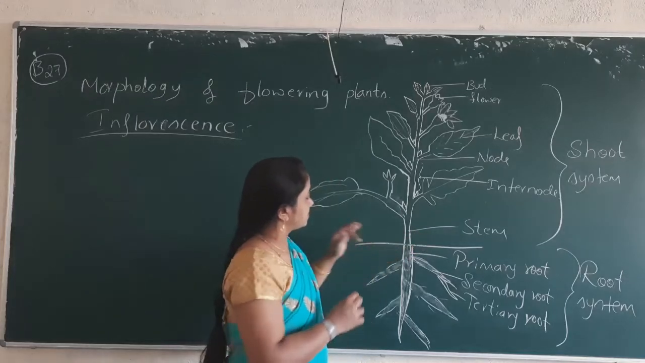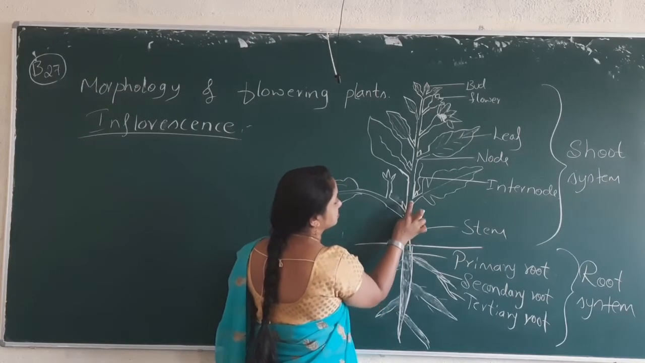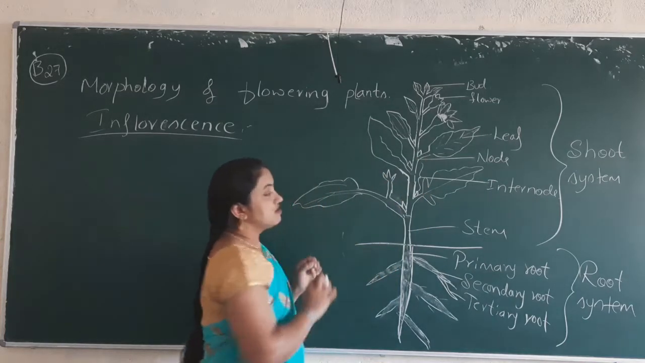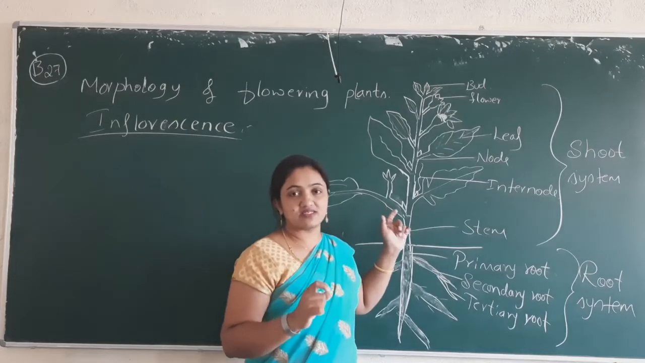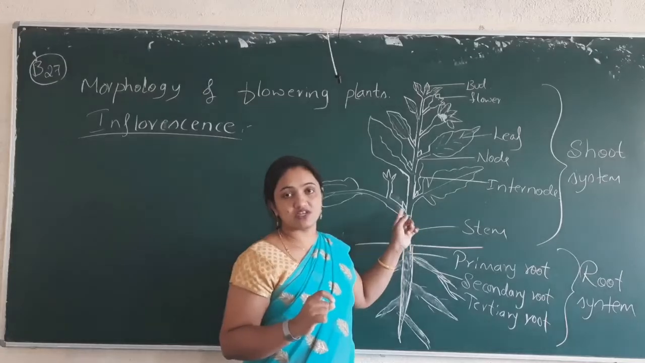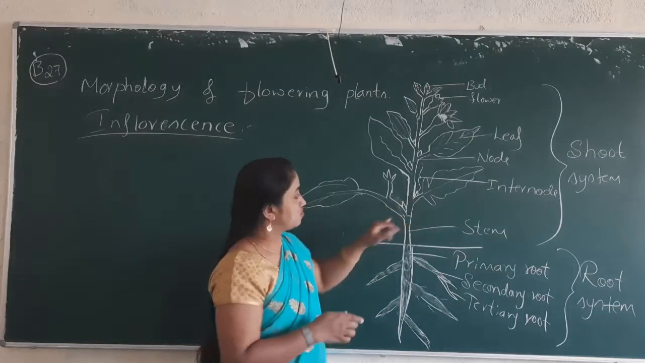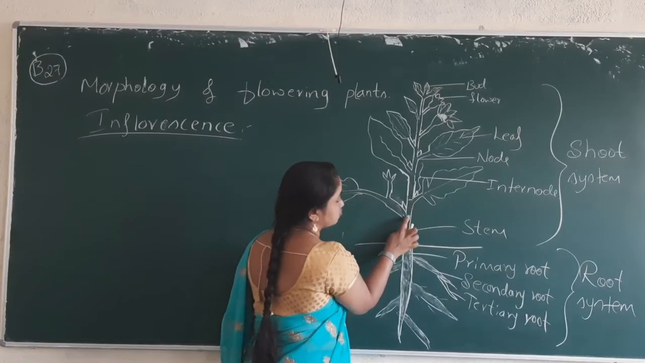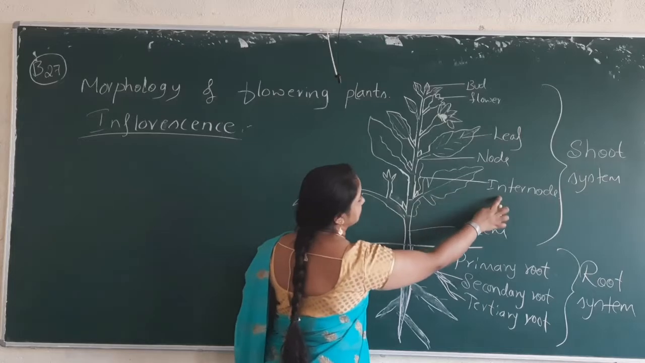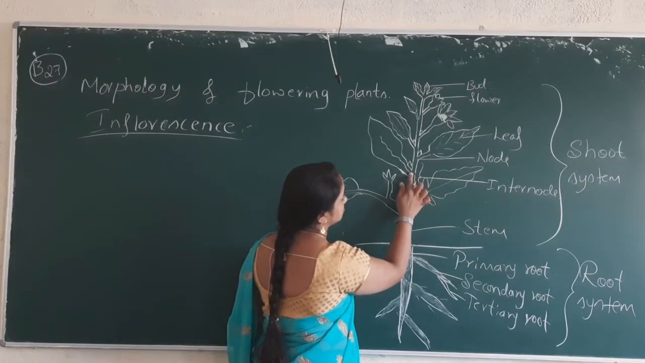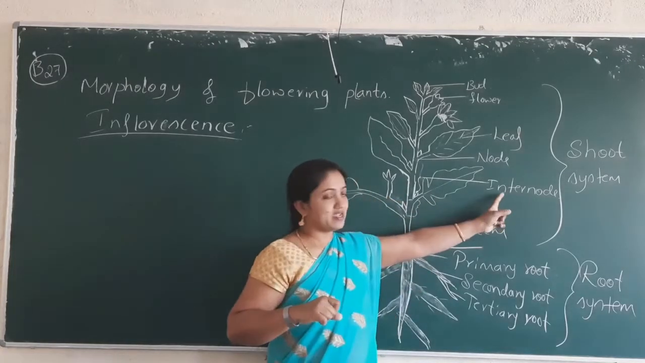When you see this stem, it has nodal regions. This is one nodal region, another nodal region, and another. Why am I pointing to that particular area as a node? Because through the node, the leaf, the accessory buds, or the flower arises. The place between one node and another node is known as the internode. So here is one node, one more node, and one more node. The area present between two nodes is known as the internode.